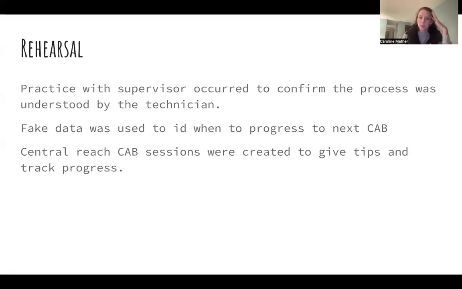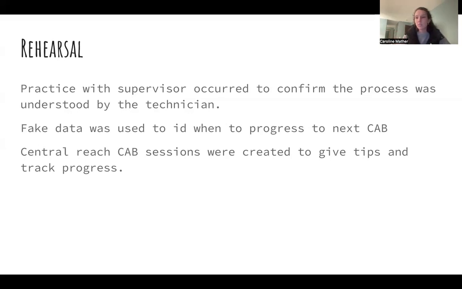We went into rehearsal then as well. We practiced with the supervisor after the model occurred, immediately following it. It feels unnatural to do the clap and the stand up and whatnot, so it was good practice with the supervisor to go through these steps. Fake data was used to identify when to move on to the next CAB as well. We put data on our CAB sheets that said independent R1, independent R2, and had them identify whether they were continuing on to the next CAB or remaining in that CAB.